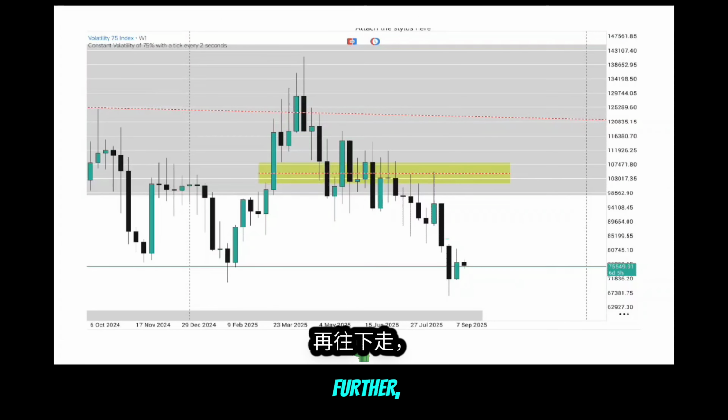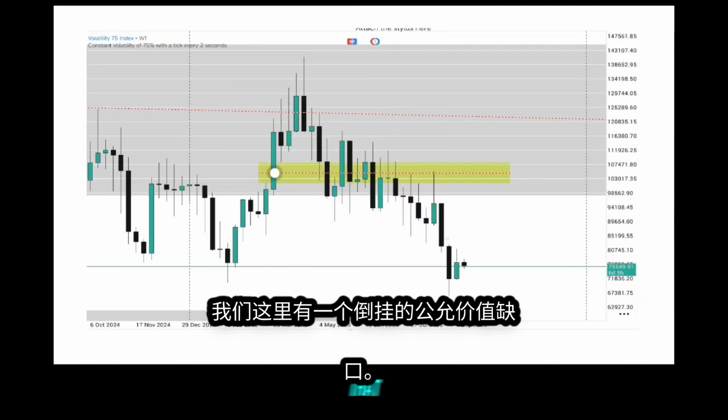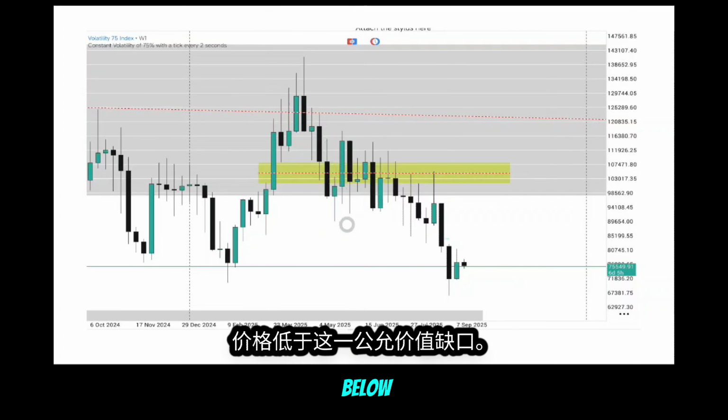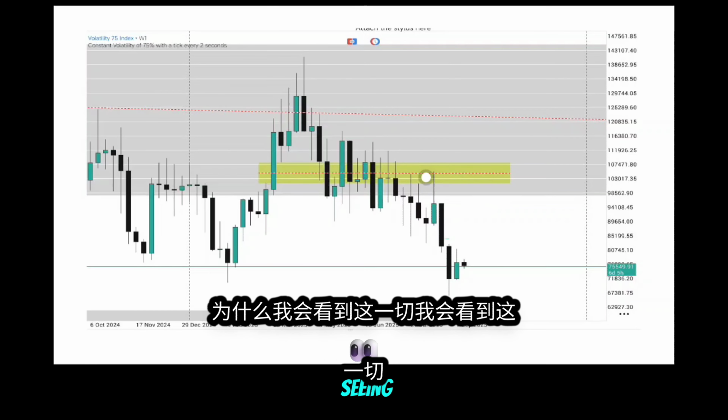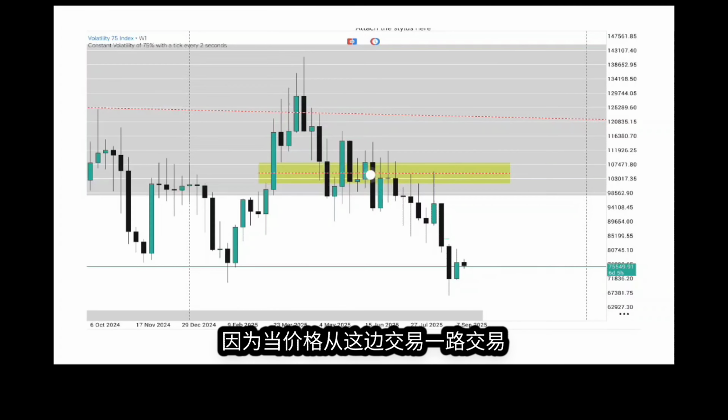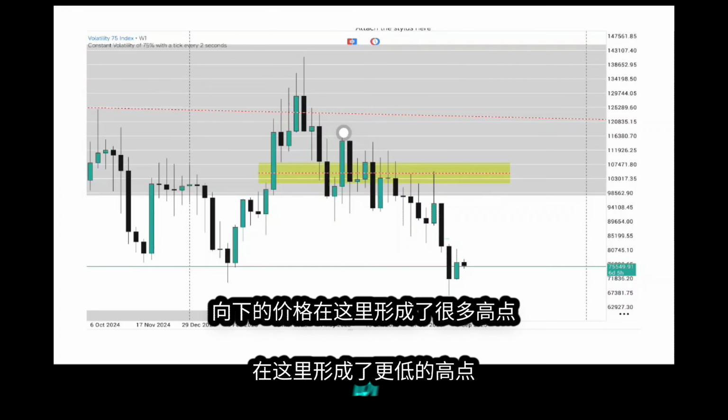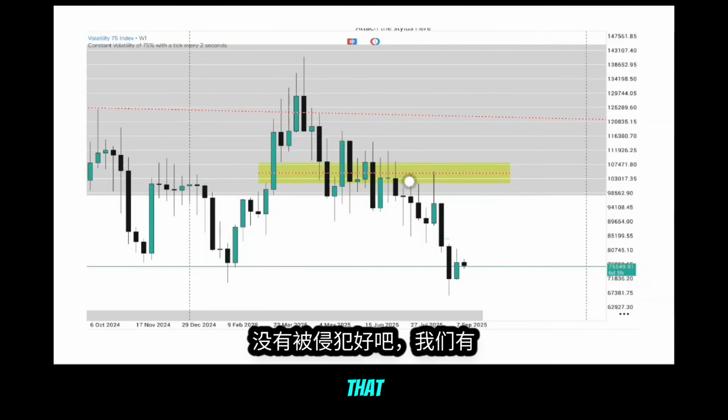When you go down further, the reason why I anticipated that price was going to reverse right in here was the fact that we had an inverted fair value gap right in here. Price had traded below this fair value gap, and then I was expecting that price should go back into this fair value gap, and beautifully it went back into the mean threshold of this fair value gap. Why was I seeing all this? I was seeing this because when price was trading all the way from this side, trading downwards, price formed a lot of lower highs in here that were not violated.